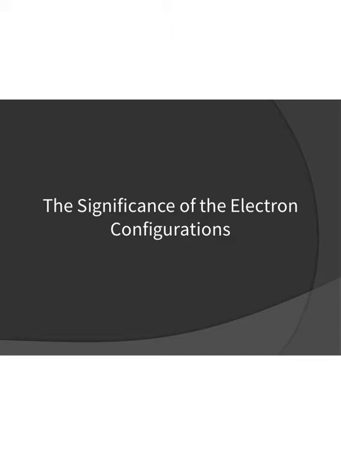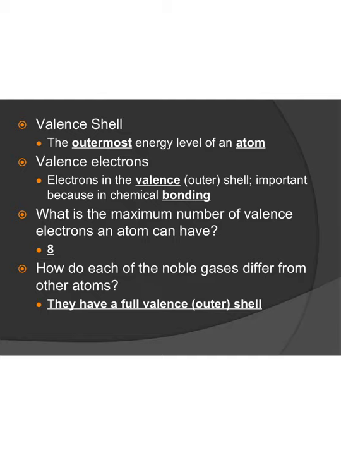Now, what is the significance of electron configurations? Electron configuration shows you a little bit more about the valence shell, the outermost energy level of an atom. Valence electrons, the electrons in the outer shell, are important because those are the ones we're going to be using for bonding. That's why I had you watch the video about the valence electrons. It's really important that you know how many they have, because that's going to explain how they're going to be bonding.